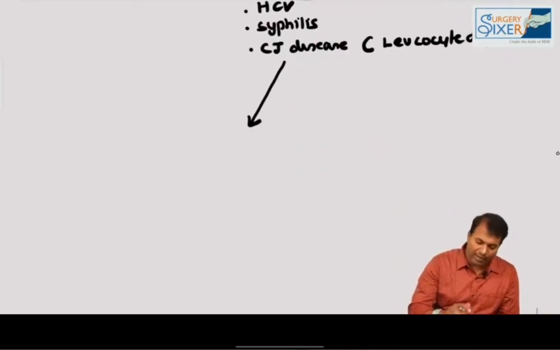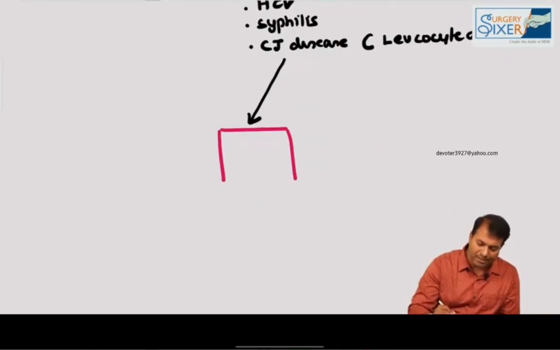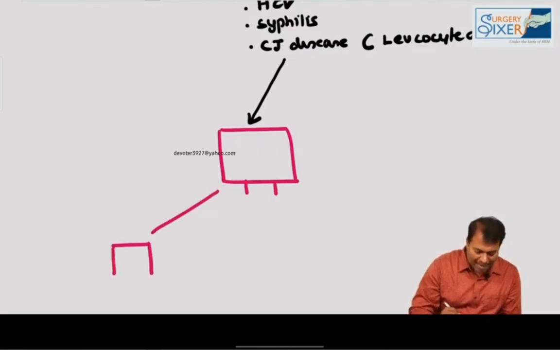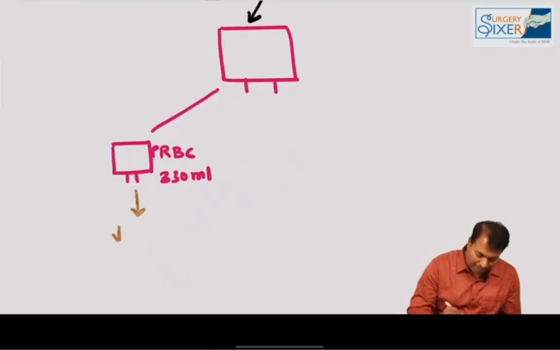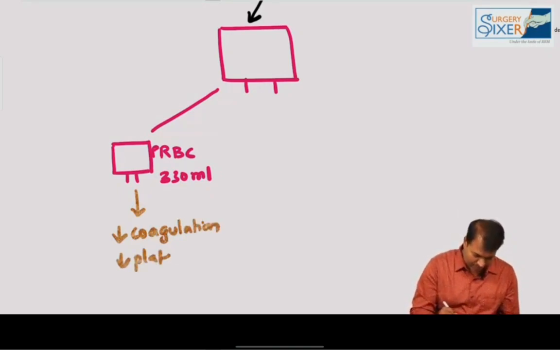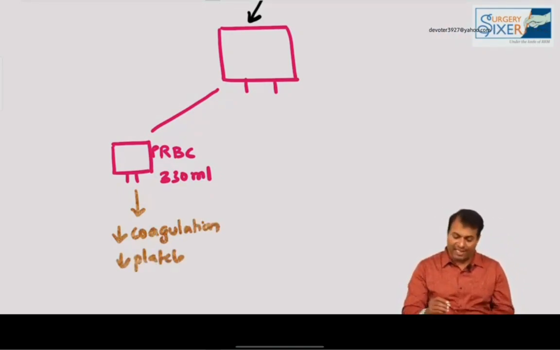Now, this 1 unit of blood which is taken out will be made into multiple components. This 450 ml of blood can be made into packed red blood cells, which will be 330 ml. The problem with packed red blood cells is that they are depleted of coagulation factors. What else will be less in this blood? Coagulation factors will be less, and platelets will be less. Platelets become inactive, and coagulation factors are low in packed red blood cells.